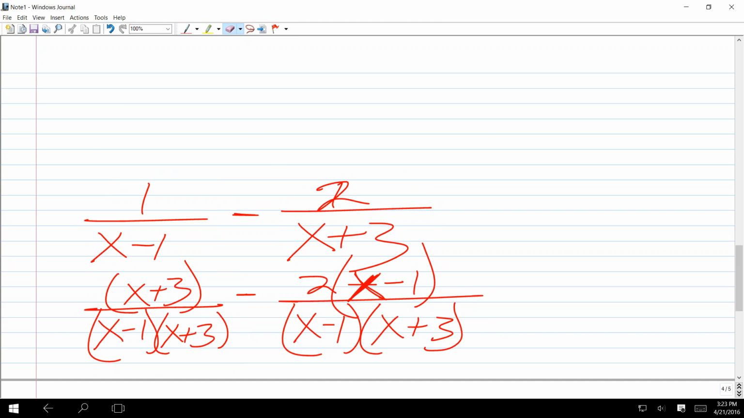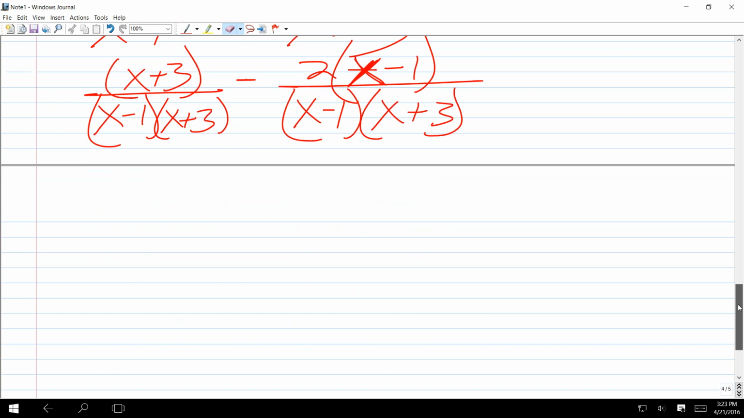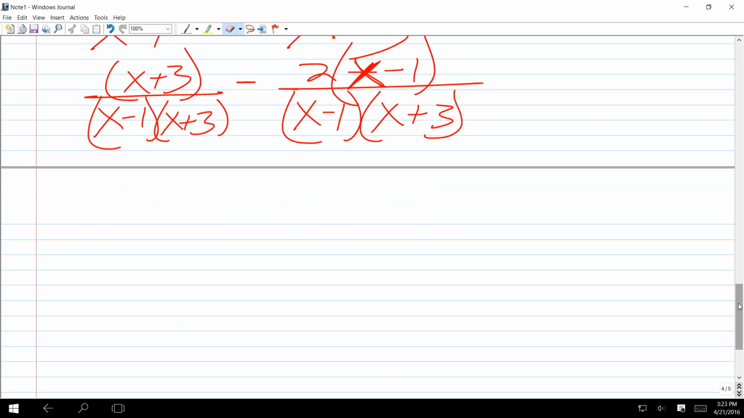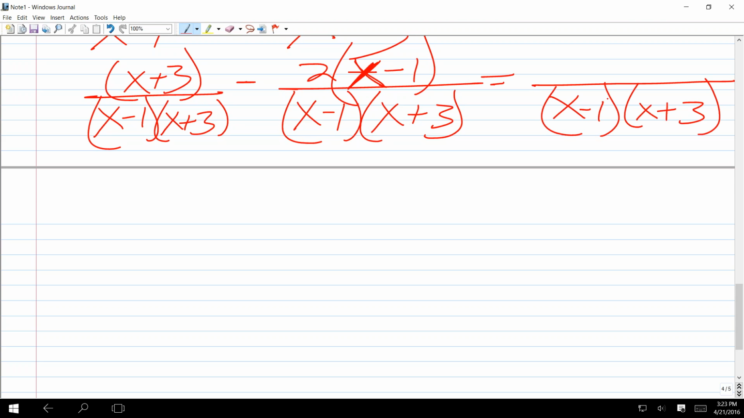Can you cancel? No, not yet. After you have gone to all the trouble to get a common denominator, then you need to simplify the numerator. In other words, this answer has a common denominator of x minus 1 times x plus 3. What's its new numerator? In other words, now I can operate on that. Because they have both the same denominator, what's the answer to the numerator?